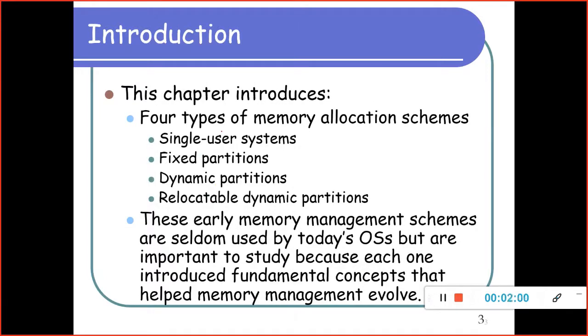So you have four types of memory allocation schemes. How are the jobs allocated in your memory? You have single user systems, fixed partition, dynamic partition, and relocatable dynamic partitions. Basically, a relocatable dynamic partition is the same as the dynamic partition, but you can adjust it. It is a more advanced algorithm of the dynamic partitions.